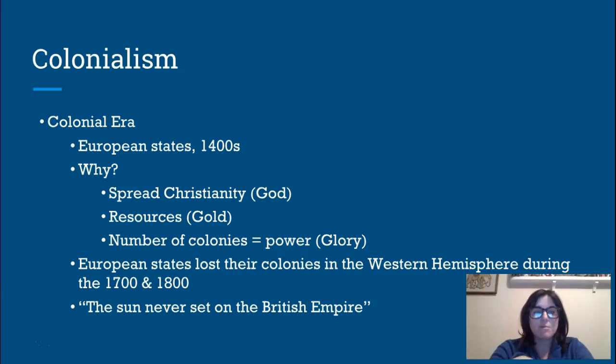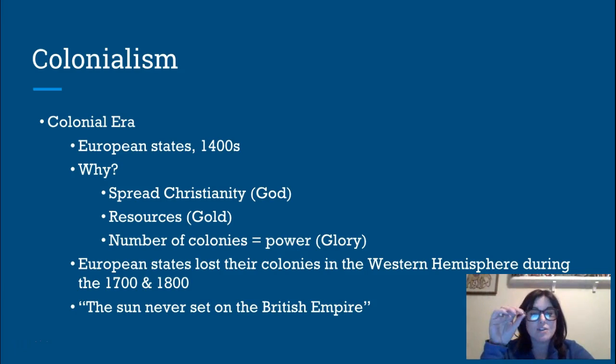So the colonial era, what we're talking about, is in the 1400s mostly. The reason that Britain and Spain and France wanted colonies was mostly to make money, also to spread Christianity. The money I'm talking about comes from resources, things like gold. And the more colonies you had, the more your bragging rights were. So if you had a lot of colonies, you were way more powerful. So, of course, who doesn't like that?